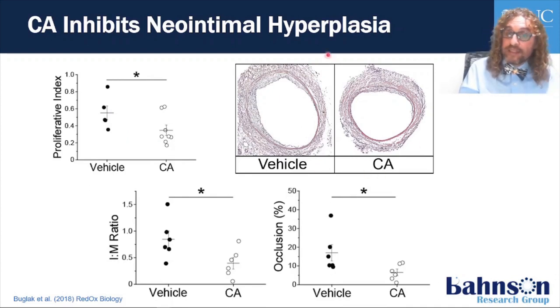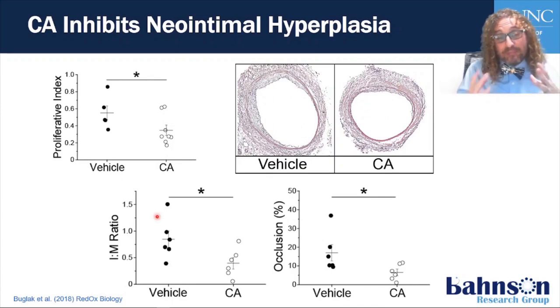after injury. We can see this by histology in these cross sections, where we see the neointimal hyperplasia that is inhibited in CA-treated animals. We can quantify that with these morphometric parameters: intima to media ratio, which is the ratio of the area of the neointima and the media, or percent occlusion, which is the percent of the cross-section of the lumen that is occluded with neointimal hyperplasia. Both parameters are significantly inhibited by treatment with cinnamic aldehyde.